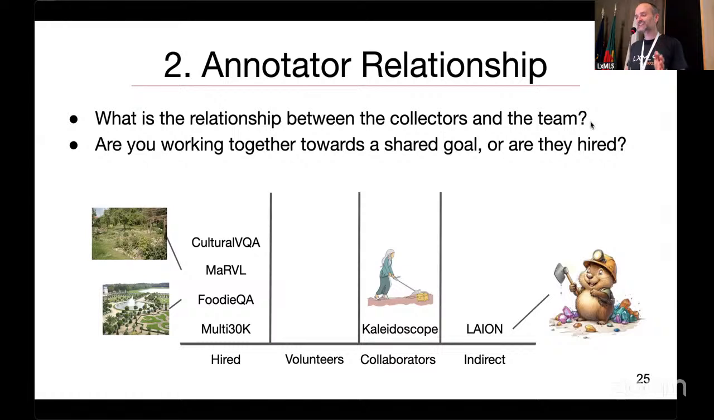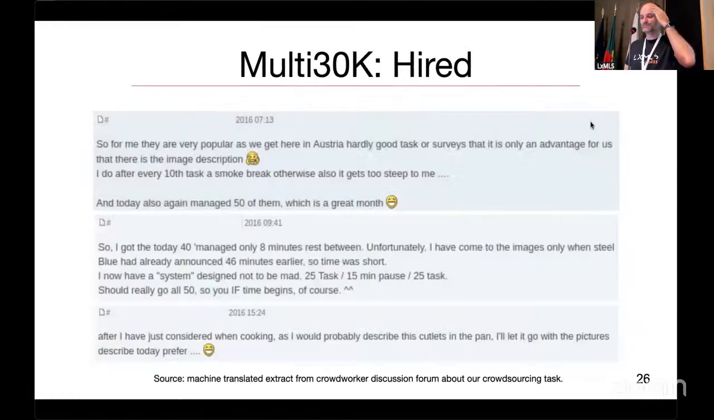So looking at the annotator relationships, you probably can't read this at the back, so I'll go through it. When we were collecting the Multi30K dataset, I made some pretty stupid mistakes. The first mistake is I put this task on Mechanical Turk, no, Crowdflower. It was called Figure 8. I don't know. These platforms change names every 6 to 12 months. I put this on the internet every day for 30 days in a row, which was a massive mistake because I wasn't giving people a break.